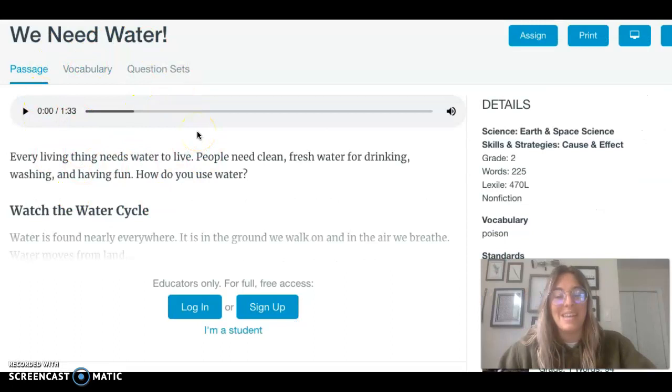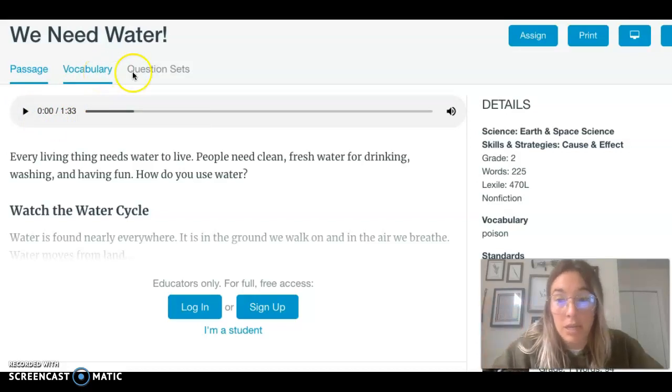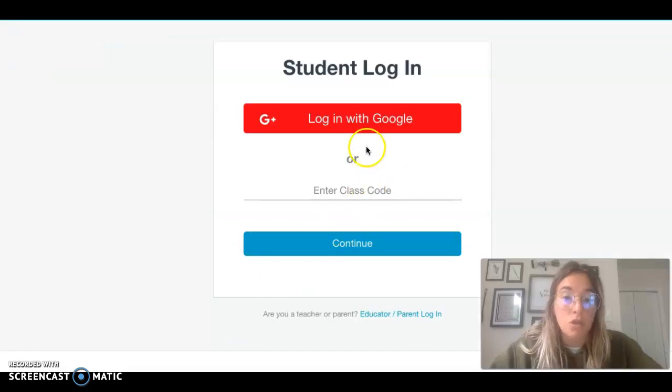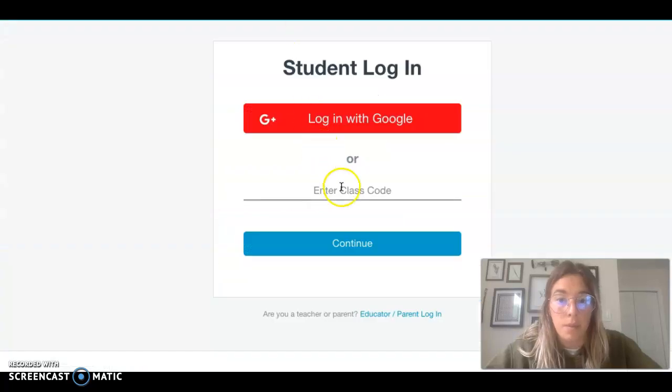So when you sign in, it is going to allow you to have the article read to you. It's going to give you some vocabulary practice, and it's going to give you some questions, but you don't need to look at these two things because I'm basically giving you the same thing as well. So you're going to click I am a student. So it says log in with Google or enter class code. I am giving you a class code. This is the class code. So I'm copying it and I'm pasting it into here, and then I'm going to click continue.